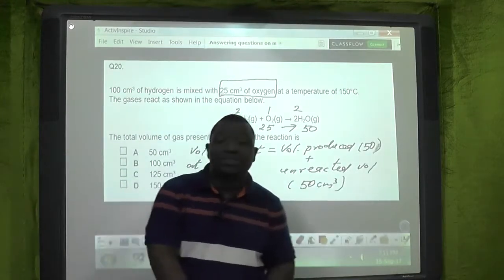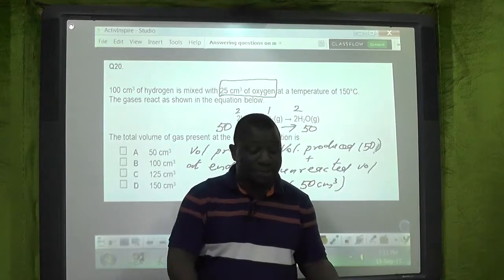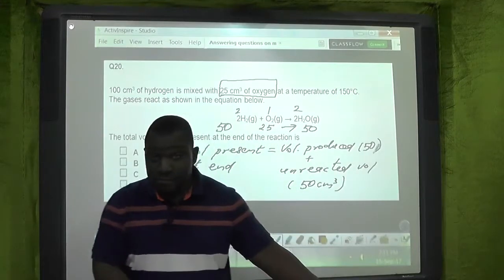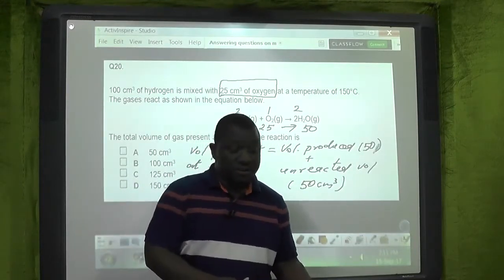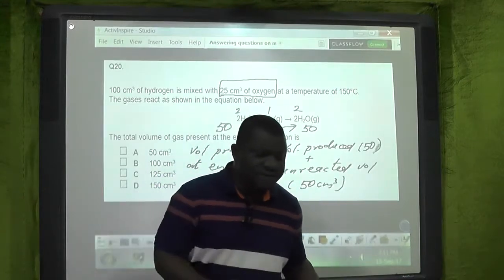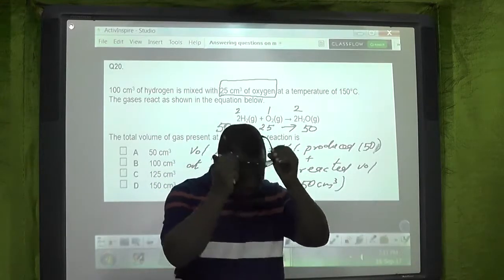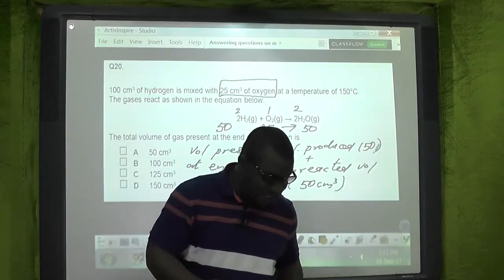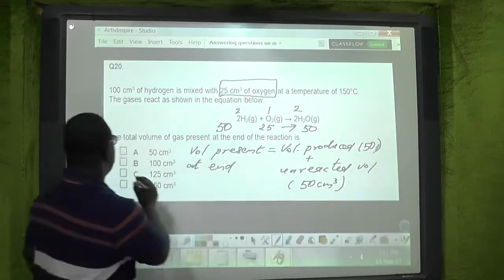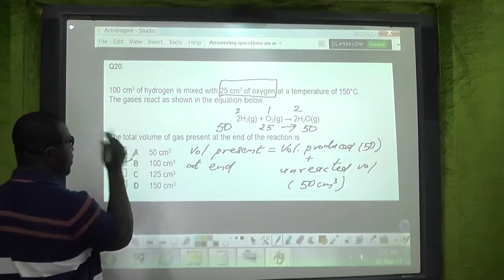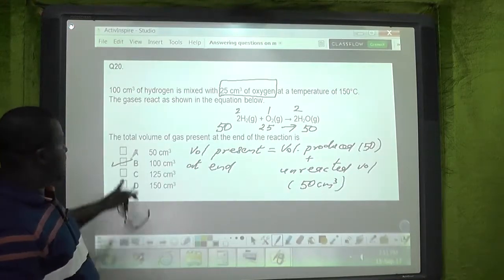I always have to check for the answer because I pre-solved this question earlier before solving it on the board, so that it will be very fast for us. We don't have to make too many mistakes. The benefit is for you to understand. So we are correct. We get 100. Volume at the end is 100.